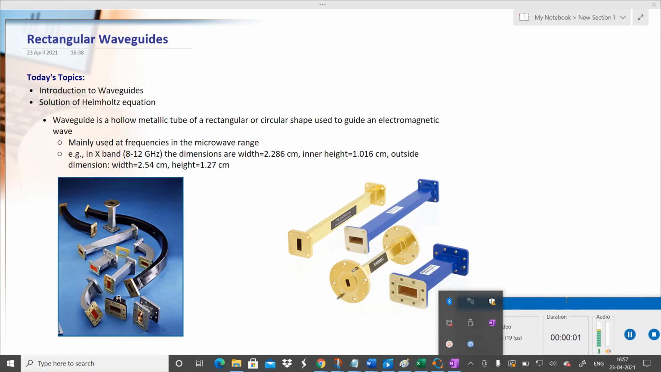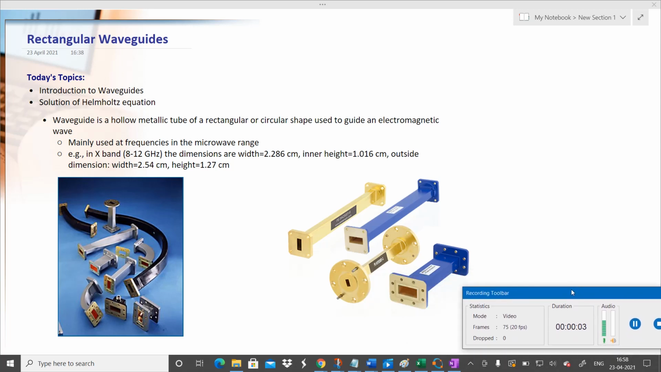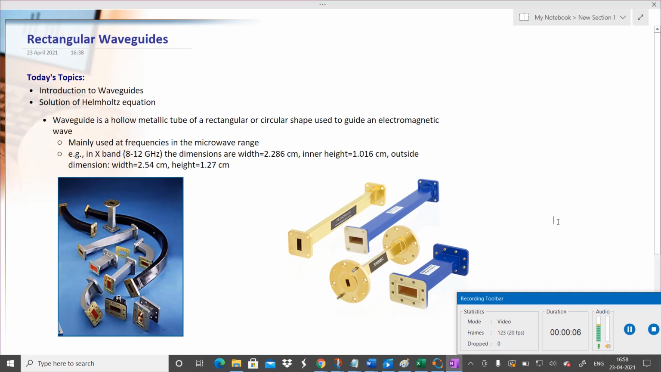Welcome to the next lecture on microwaves. Now we are going to start formally the rectangular waveguides. Let's see the pictorial view first. These are the real pictures of some waveguides. What is a waveguide? It is a simple metallic tube.